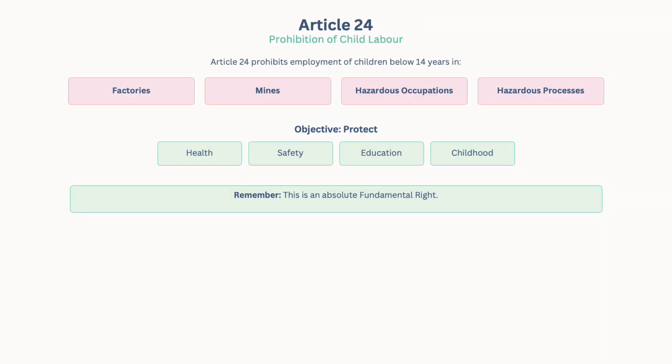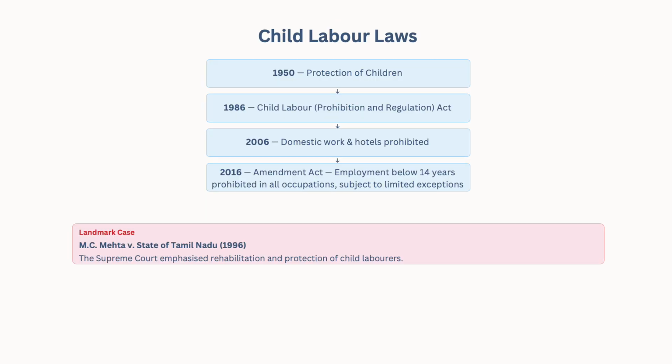Article 24, prohibition of child labor. It prohibits employment of children below 14 years. Very important, remember, below 14 years in factories, mines, hazardous occupations, and hazardous processes. Its objective is to protect children's health, safety, education, and childhood. This is an absolute fundamental right.